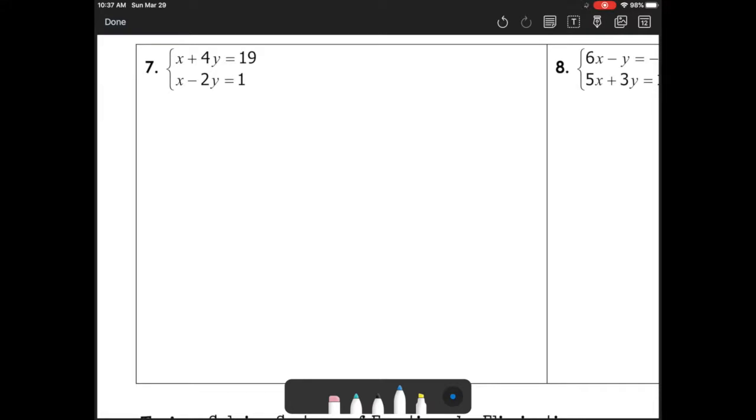So I'm going to add 2y on both sides. Remember, I'm trying to get x equals something or y equals something. So x is now 2y plus 1. I'm going to take that into the first equation right there where the x is.